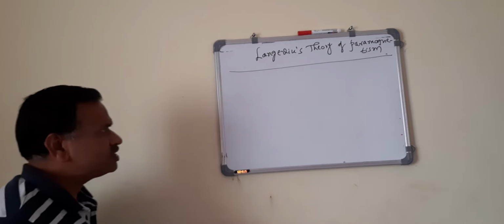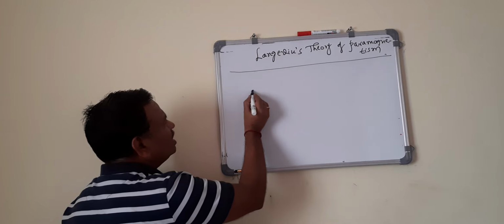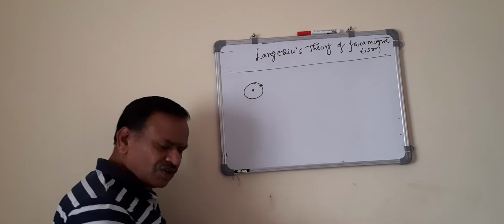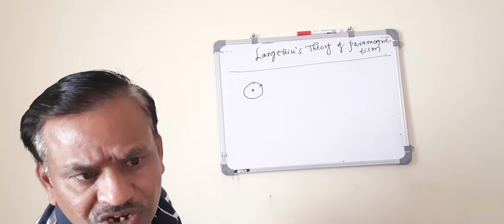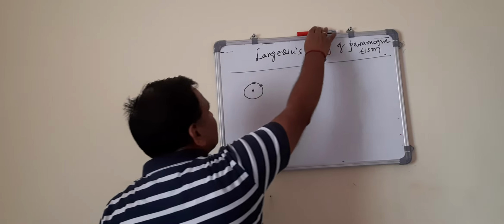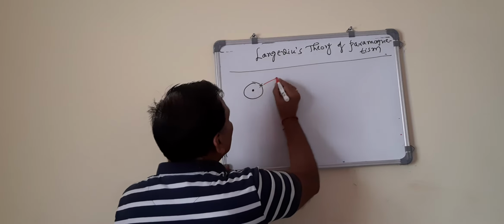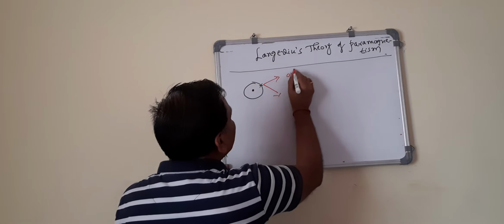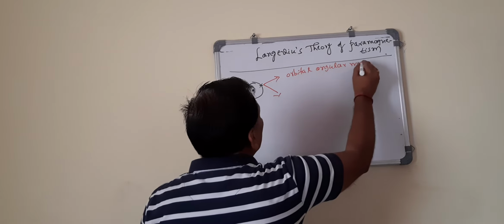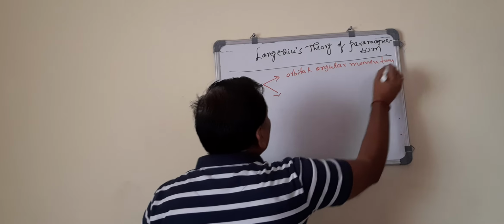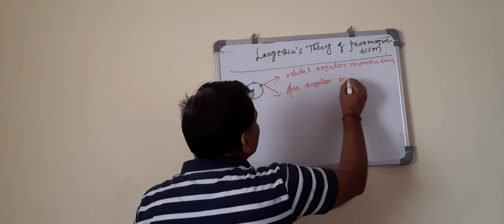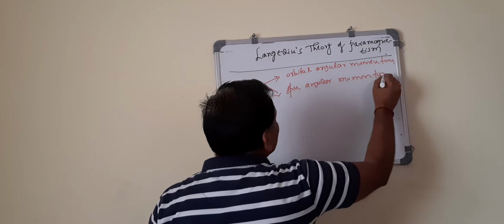Okay, students, one thing you remember. Here at the center is the nucleus, and the electron is there. This electron makes two kinds of motion. One is orbital motion and another one is spin motion. Orbital motion gives orbital angular momentum, and the other is spin angular momentum.